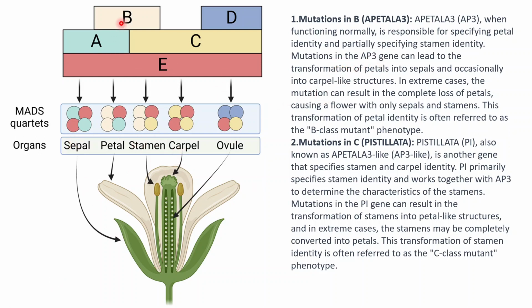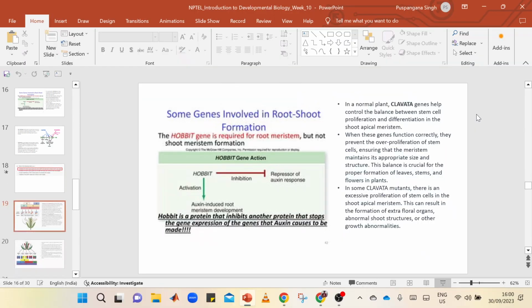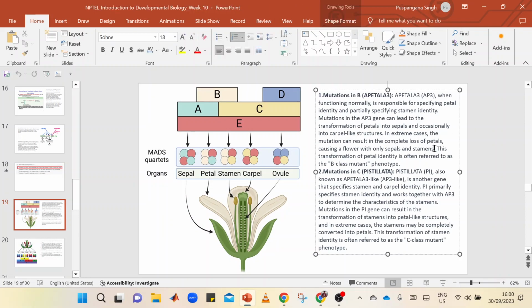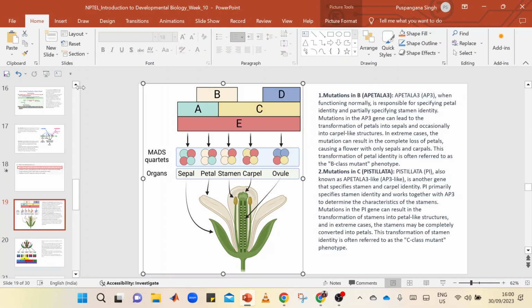So mutations in the AP3 gene can lead to transformation of petals. Petal will look like sepal and occasionally into carpel-like structures. Because since the stamen is not there, now with C and E it will form the carpel. In extreme cases, mutation can result in complete loss of petals, causing a flower with only sepals and stamen. Sorry, not stamen, sepals and carpel. Sorry for this mistake. I'll just rectify this.